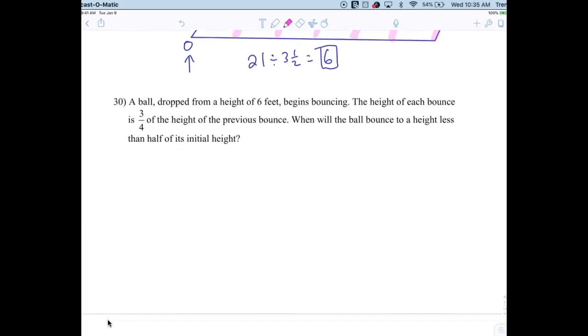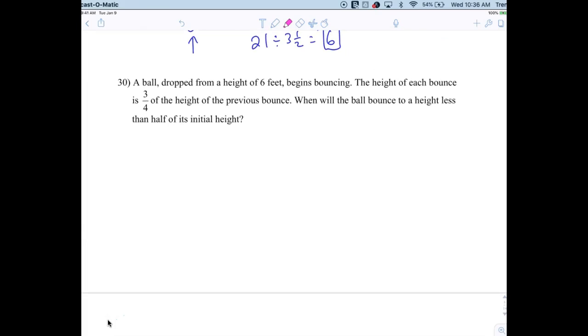So here we go. Now, number 30, I'm a little upset with my last class on this one because not many people got this right either. How many?